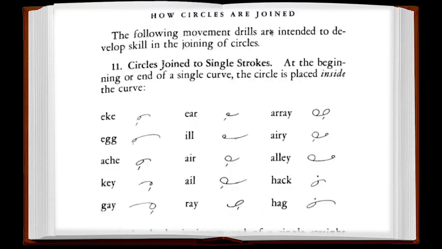How circles are joined. The following movement drills are intended to develop skill in the joining of circles. Circles join to single strokes. At the beginning or end of a single curve, the circle is placed inside the curve. So look how these are written.